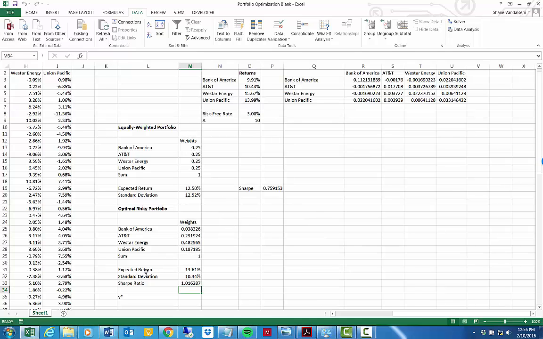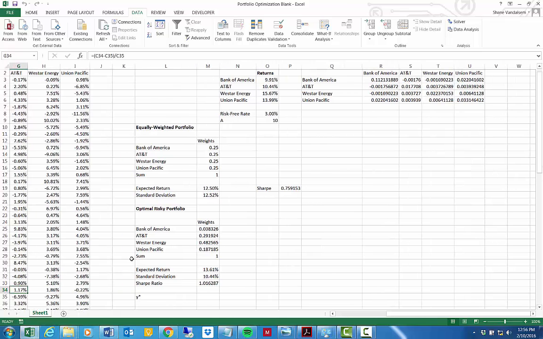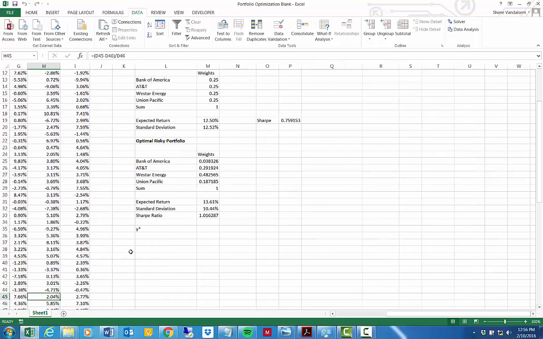Like I said before, when we looked at the expected return and the standard deviation, Bank of America wasn't very attractive. At least it's not 0 here. It could be a 0 weight. It's very low. We're saying we only want 3.8% of our risky portfolio to be in Bank of America. The other ones are pretty evenly spread out. Westar Energy is about half our portfolio based on its historic performance. AT&T and Union Pacific are 29 and 19% each.